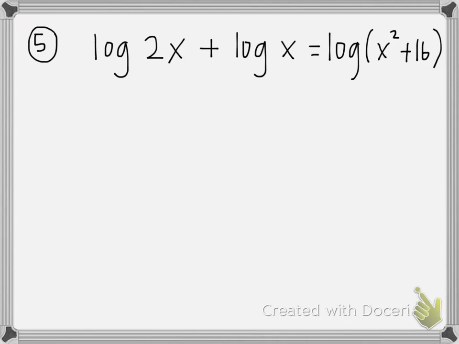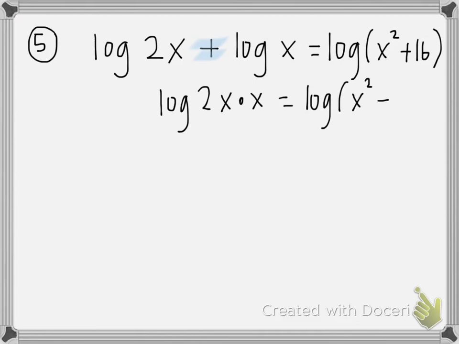Okay, so before I do anything, I need to combine by using my property. So this is going to be log of 2x times x, right? Because the plus sign inside there means multiplication. I don't need to do anything to the right hand side. Now, since I have logs on both sides, I can set what's inside there equal to each other. So 2x times x is 2x squared, which is equal to x squared plus 16.